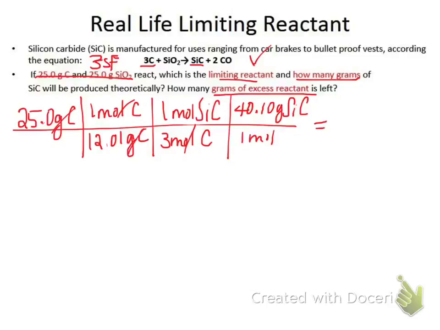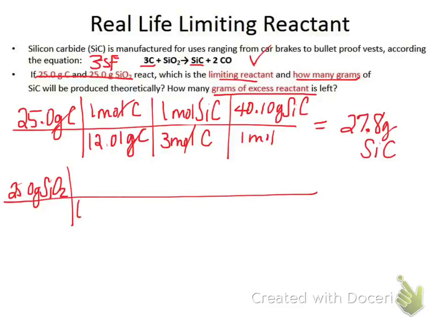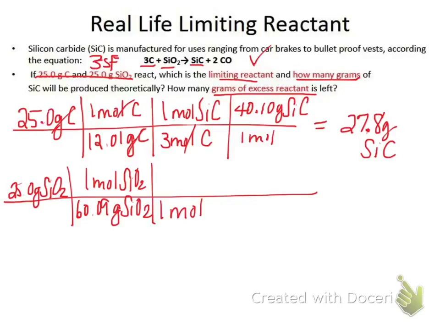If you want to pause at this time and calculate it to see if you get the right answer, go ahead and do that and then restart the video. And that would give me 27.8 grams of silicon carbide. Now we do not know if that's our answer yet, because we have to calculate for silicon dioxide. So now we're going to say 25 grams of silicon dioxide. Divide by the molar mass, 60.09. Now our ratio there is 1 to 1, so 1 mole of silicon dioxide produces 1 mole of silicon carbide. So cancel, cancel, cancel, cancel.